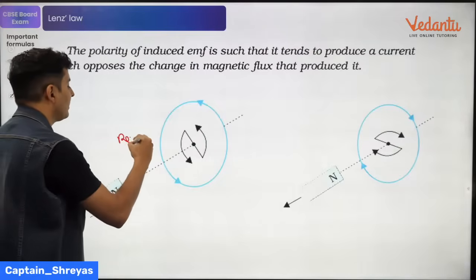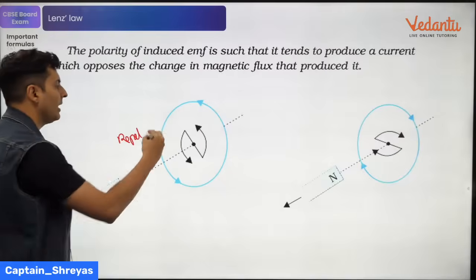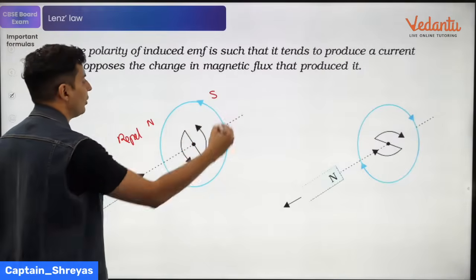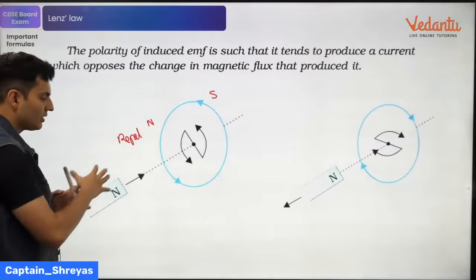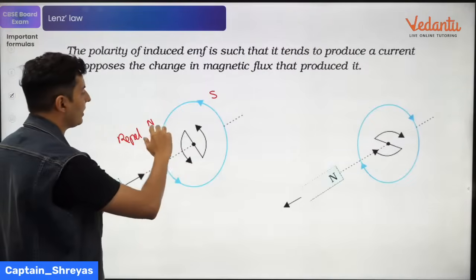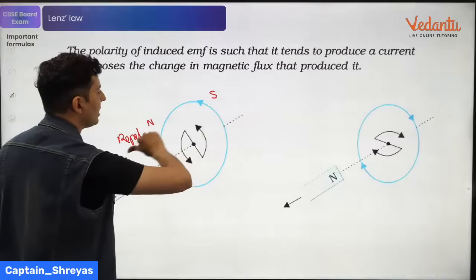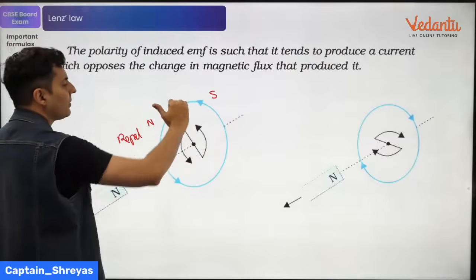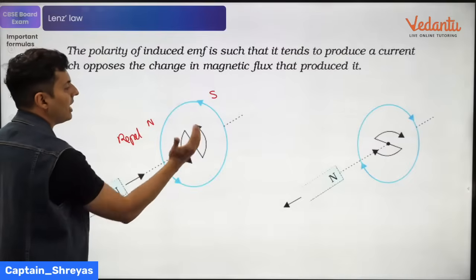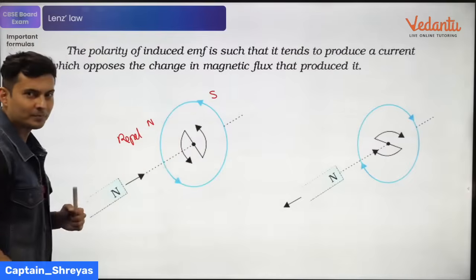So how do you repel this magnet? By creating a north pole here and south pole here. So this north will repel this north, and that's how this will be opposed. So if you want to create a north here, south here, hold your thumb from south to north. Your fingers on the right hand will curl this way. So that's the direction of the current.